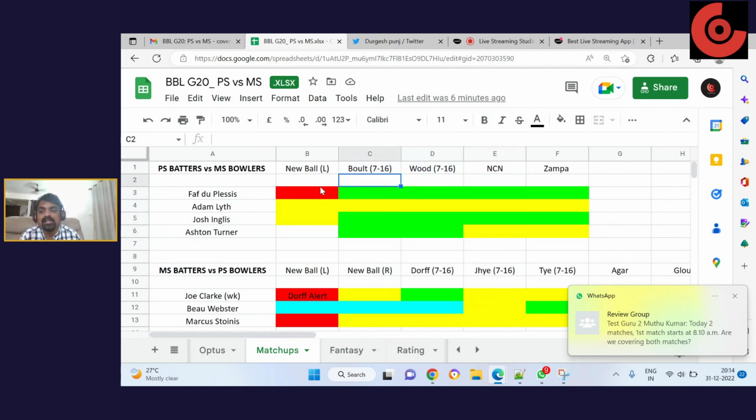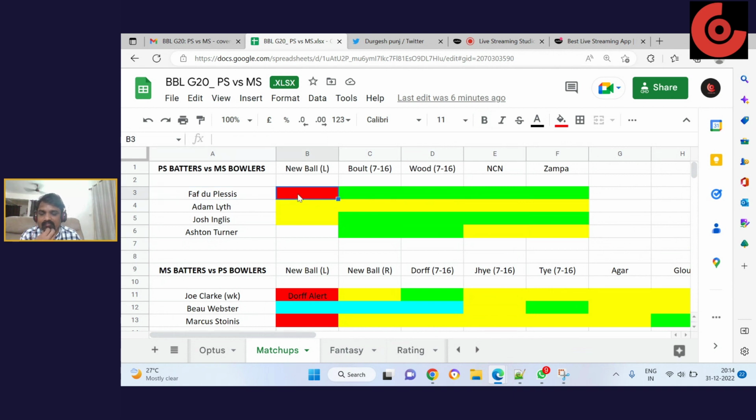Even here you could notice that Faf du Plessis struggles against left arm new ball pace in the first 4 overs, but once he gets through, he could be dangerous against those bowling types. These are the intelligent filters that we have brought in.